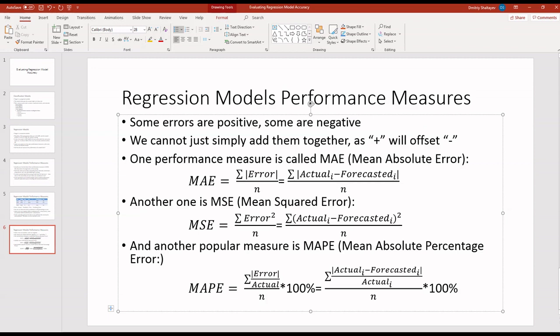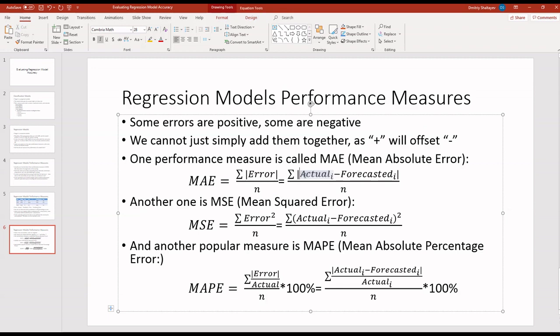So mean absolute error. Also in operations management, this measure was called MAD, not MAE, but MAD. D stands for deviation, mean absolute deviation. Okay, so this is one way how the errors are calculated when the performance of the regression model is estimated. Another measure is MSE, mean squared error.